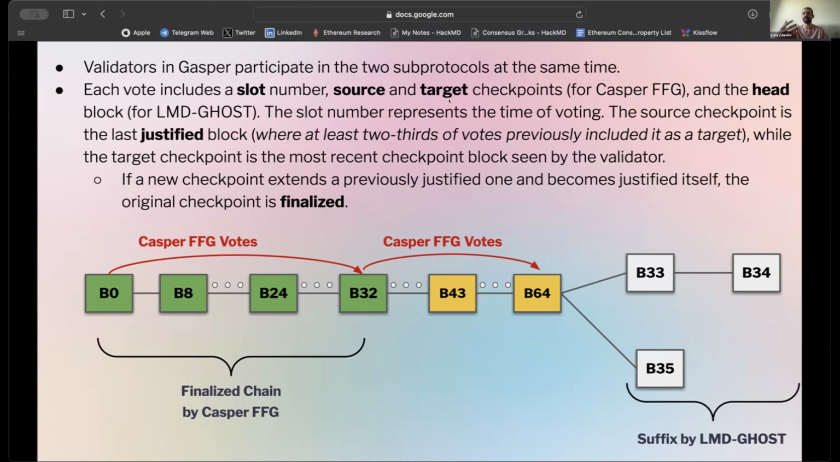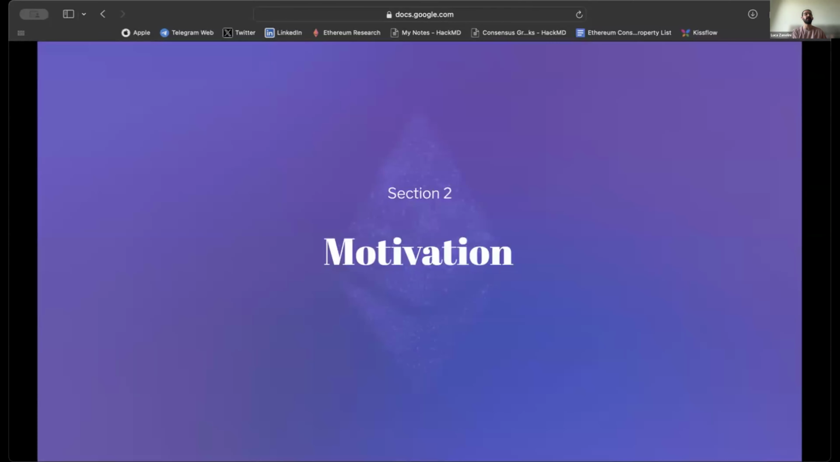Okay, so we are building a chain with LMD Ghost, which is a very fast way of building the chain, and slowly we finalize a prefix of it. And the way in which we finalize is through this mechanism of source, target, source, target, source, target at every epoch. So of course, some of you might wonder, why do we need two protocols? Can't we just have just one protocol that does everything? The answer actually is no, and there is a reason behind that.